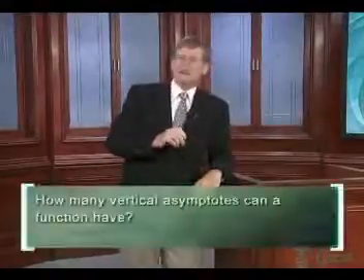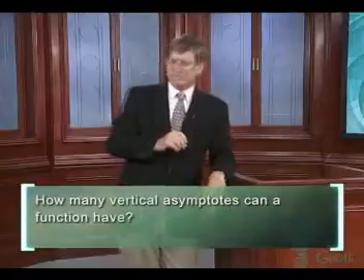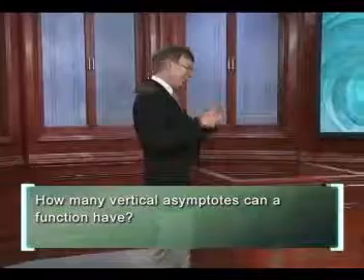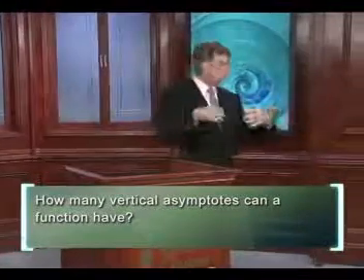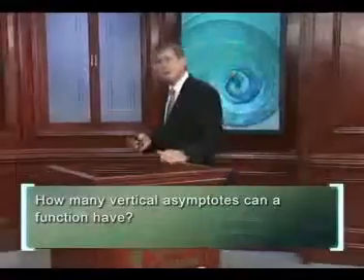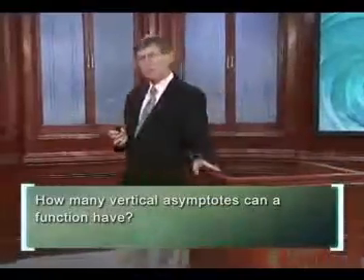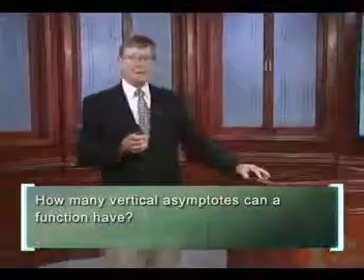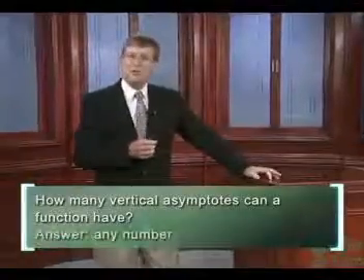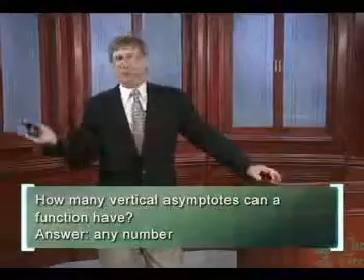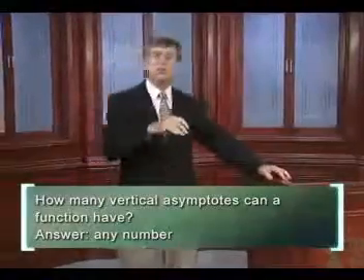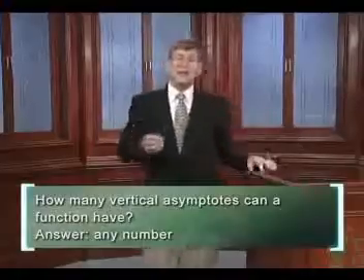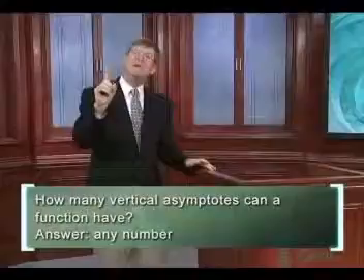Let me ask another question, which I like to do in class. It's a real life question. How many vertical asymptotes can a function possibly have? In other words, is there any rule about the maximum number or minimum number of vertical asymptotes that a function can have? What do you think? Well, the answer is basically any number you want. There are functions that have no vertical asymptotes, or 1, or 2, or 5, or 10. In fact, there are functions that have an infinite number of vertical asymptotes.